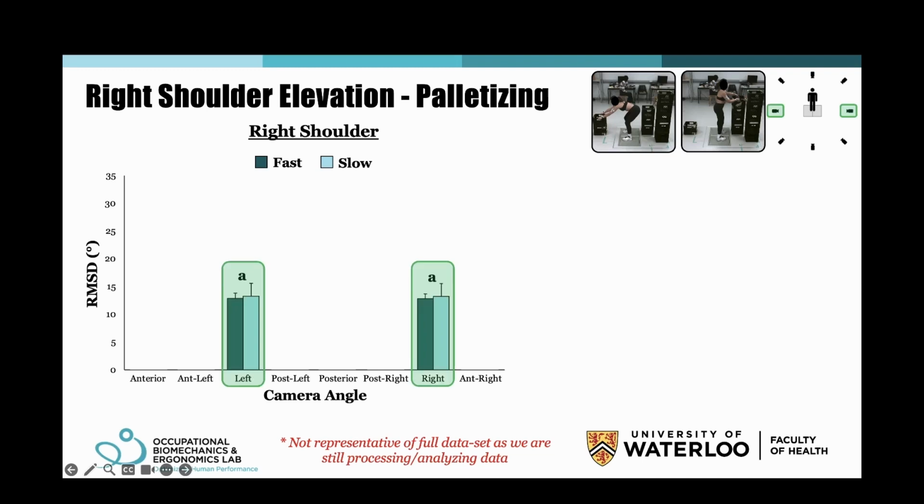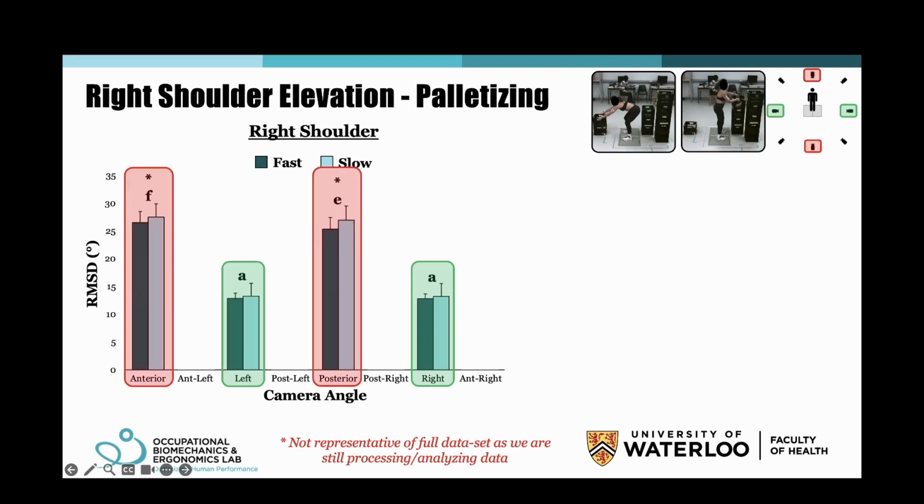For this task, both the left and the right side produce the lowest root mean square differences, or differences between Theia and the computer vision tools. And then the anterior and the posterior views presented the greatest differences between the computer vision companies and our reference data set. So with that being said, again, key points here.